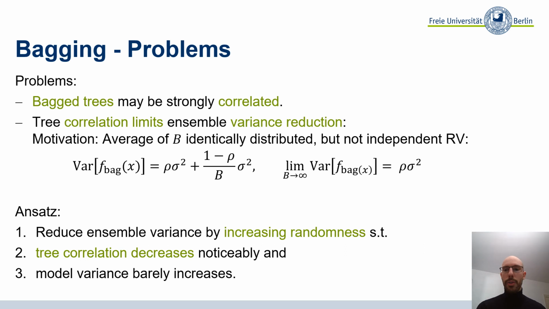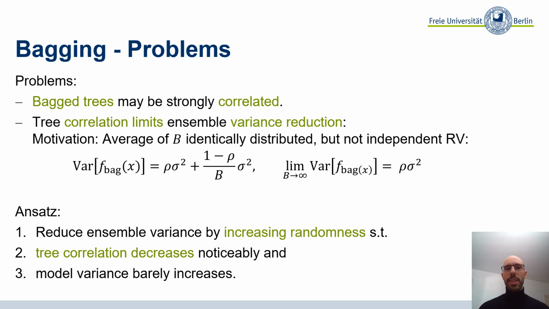So this correlation is a problem because the correlation limits the variance reduction that we can get, and thus it limits how well our model can generalize. I'm not going to do an in-depth derivation here, so if you want to see this, you can go and read the section on this in Tibshirani, but let me give you the general idea.